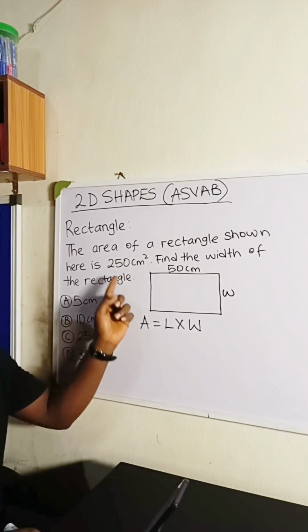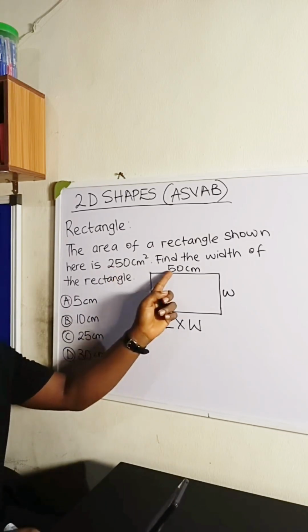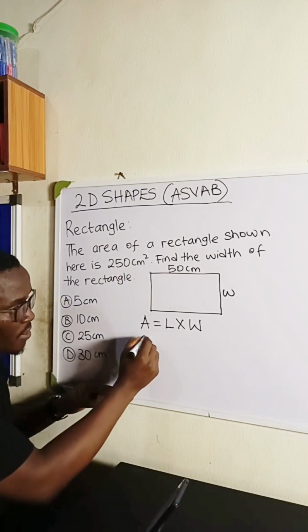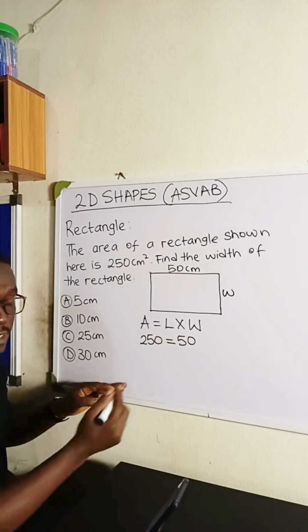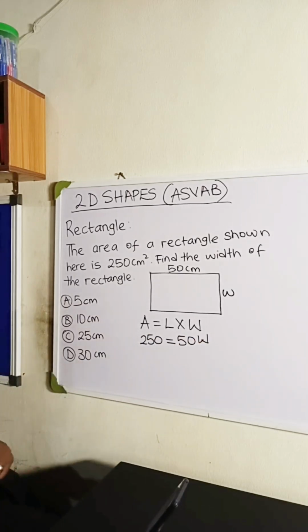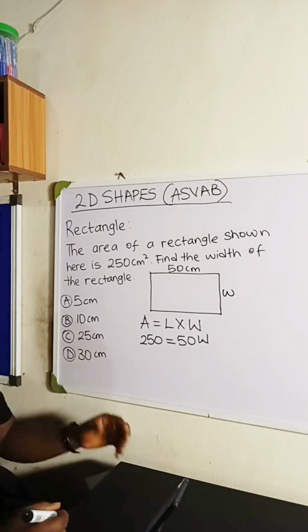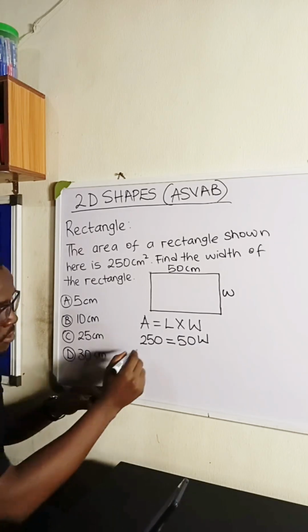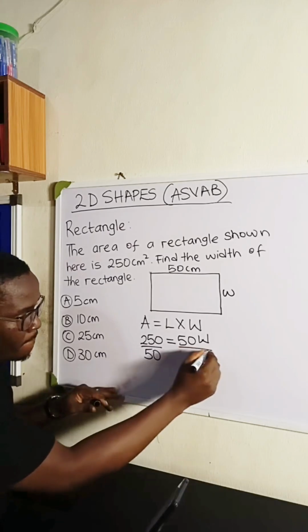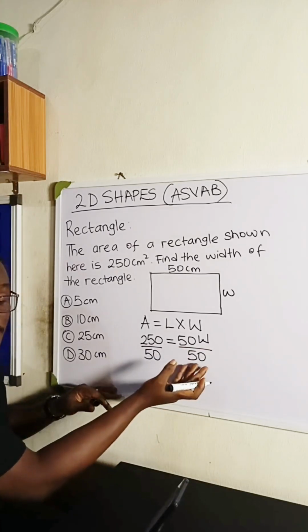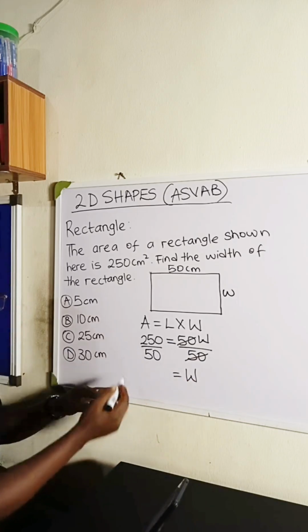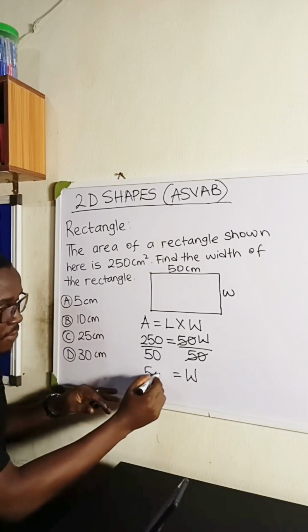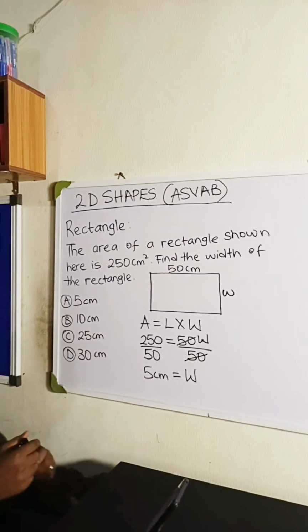We know the area to be 250. We know the length to be 50. So we just substitute: 250 is equal to 50 times W, which is the same thing as 50W, right? So the next thing we need to do is divide both sides by 50. On the right, 50 is going to cancel out 50. We have W. 250 divided by 50 is going to give us 5 centimeters. Okay, so this means the right option is option A.